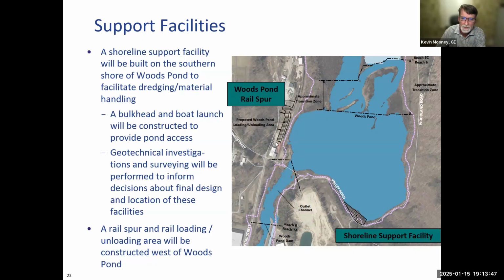The other location that we'll need to build is the Woods Pond rail spur, which will be located on the west side of Woods Pond along the railroad tracks. We have to complete, as part of the supplemental data work that we have to do this summer, geotechnical investigations and survey work at both these locations to make sure that we can do the final design for these structures.